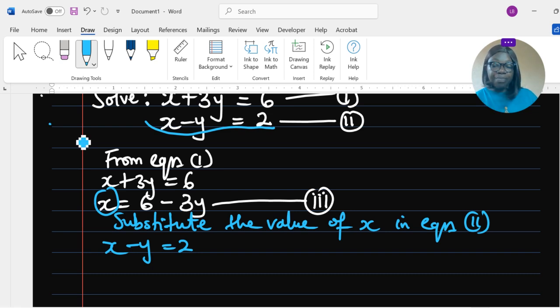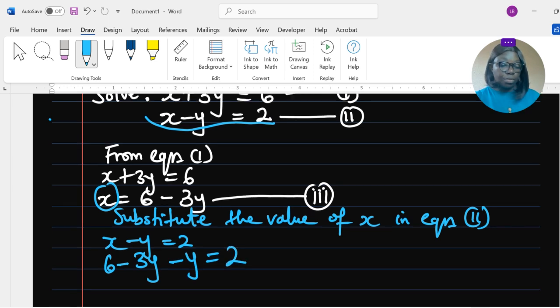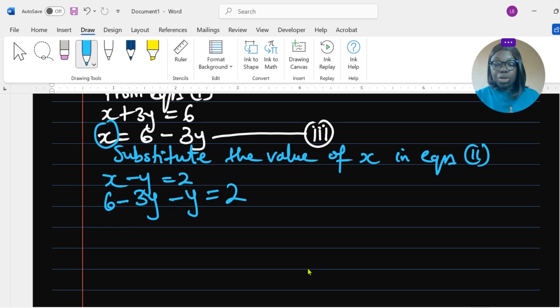Now the value of x in equation 3 is 6 minus 3y, which means in equation 2, anywhere you see x, don't write x again. Replace it with 6 minus 3y. So we move on to equation 2, which is x minus y equals 2. Instead of writing x again, we will write 6 minus 3y, then minus y equals 2. Now, to collect the like terms, minus 3y minus y will give us minus 4y. So 6 minus 4y is equal to 2.